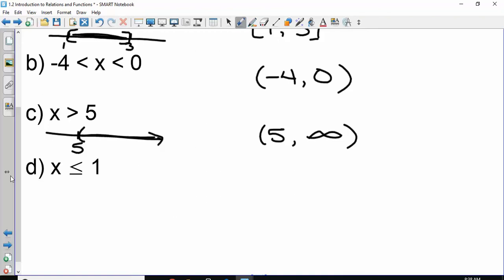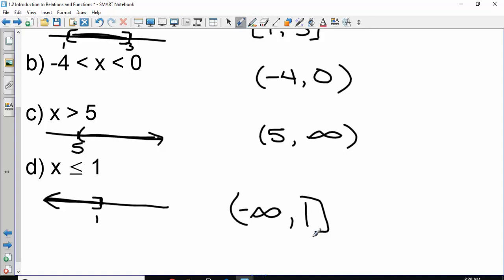And last one. x is less than or equal to 1. So that's everything smaller than 1. As we're going from left to right, this is going forever in the negative direction. We call that negative infinity. You can't equal it, so it gets a parenthesis. Comma, we stop at 1, and the 1 had an equal to, so it gets a bracket. So negative infinity, comma 1.